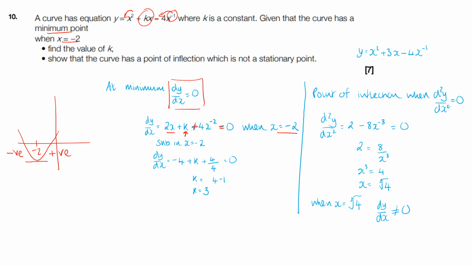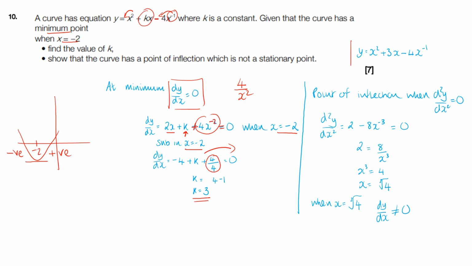So what we need to do is substitute into dy by dx that x is minus 2, and when we do that, we get 2 times minus 2, which is minus 4, plus the k, and then this term here, 4x to the minus 2, means 4 over x squared. The minus 2 on the x means that that's underneath, and when we put minus 2 in there, you're going to get 4 over minus 2 squared, which is 4. So that's going to give you that term there, which is actually 1. And then take everything to the other side and solve, and you get that k is equal to 3.